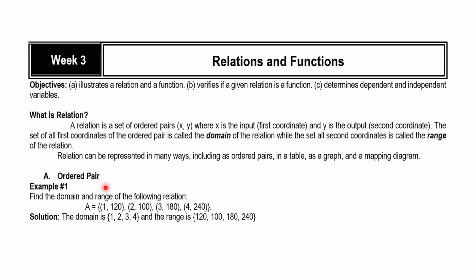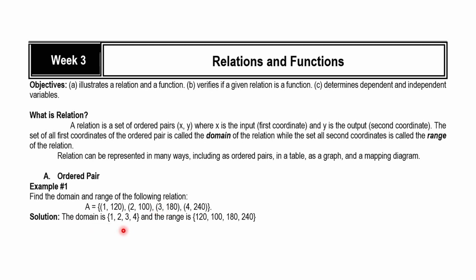Let us answer example number 1. Find the domain and range of the following relation. As you can see, the given is in the form of a set, where set A contains (1, 120), (2, 100), (3, 180), (4, 240). This is an example of a relation represented in the form of ordered pairs, because it is a set of ordered pairs.